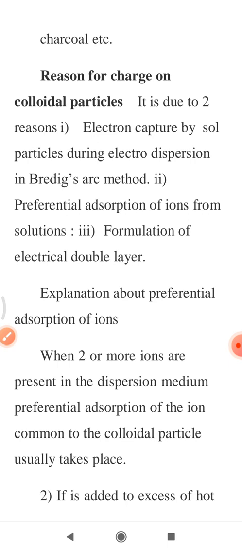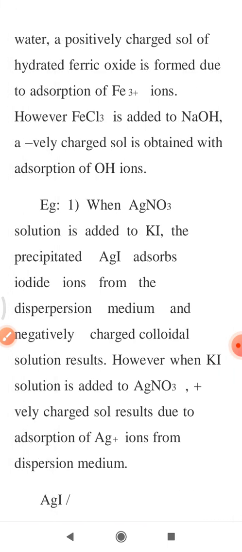Next, explanation about the preferential adsorption of ions. So when two or more ions are present in the dispersion medium, preferential adsorption of the ion which is common to the colloidal particle usually takes place. So if we add excess of hot water to FeCl3, a positively charged sol of hydrated ferric oxide is formed due to the adsorption of Fe3+ ion. When FeCl3 is added to sodium hydroxide, a negatively charged sol is obtained with the adsorption of OH minus ion.